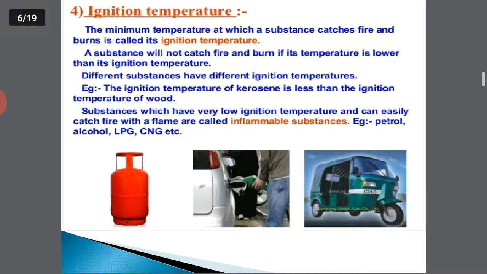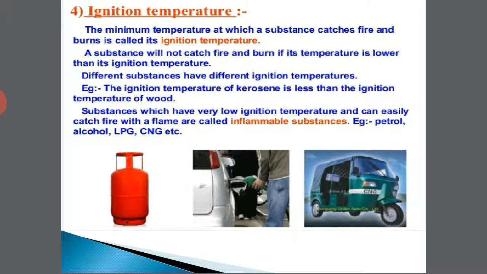Next is ignition temperature. The minimum temperature at which a substance catches fire and burns is called its ignition temperature. Okay, got it? Ignition temperature it is called. A substance will not catch fire and burn if the temperature is lower than its ignition temperature. Different substances have different ignition temperatures. The ignition temperature of kerosene is less than the ignition temperature of wood.